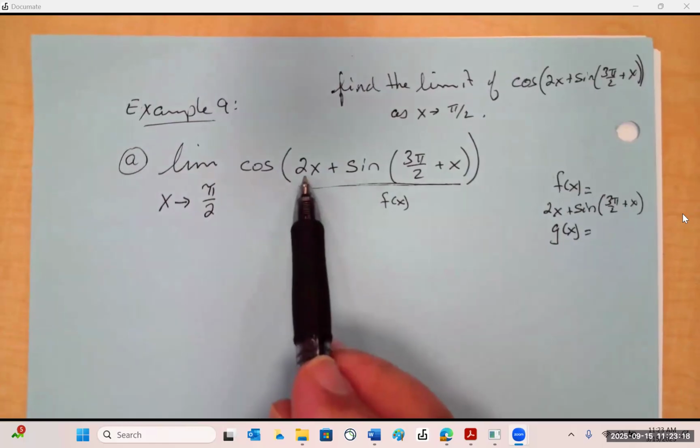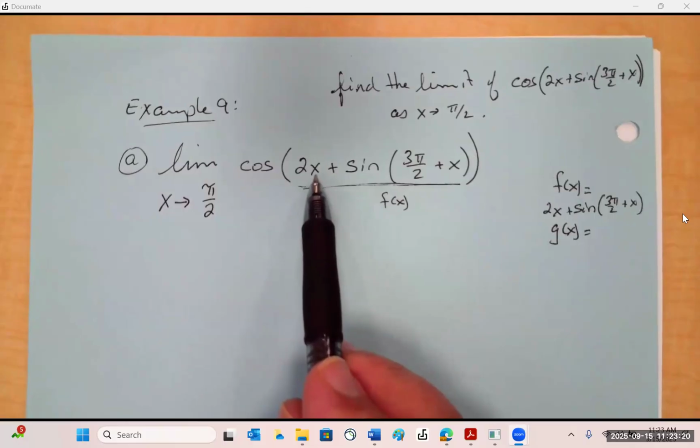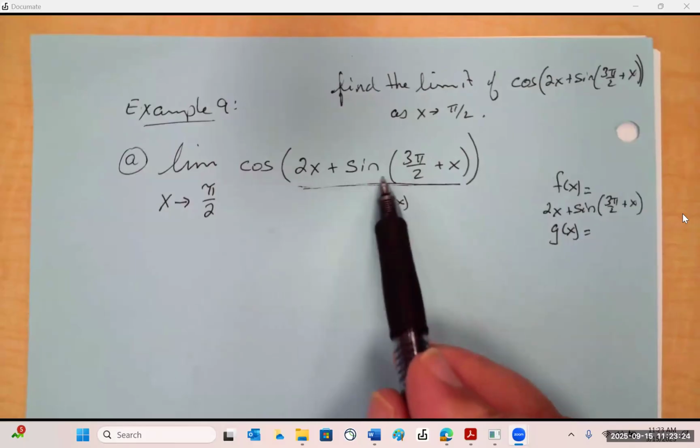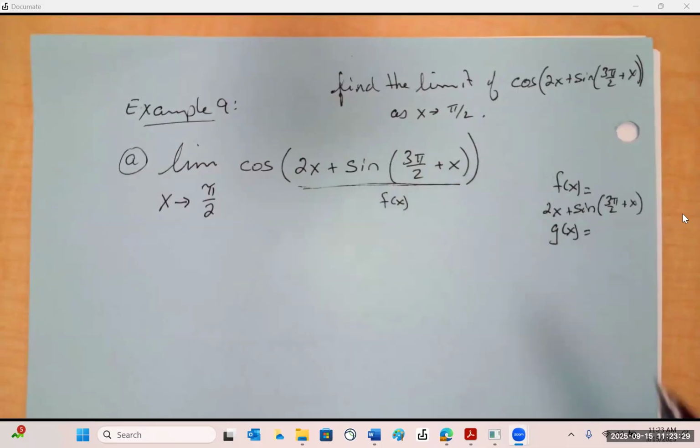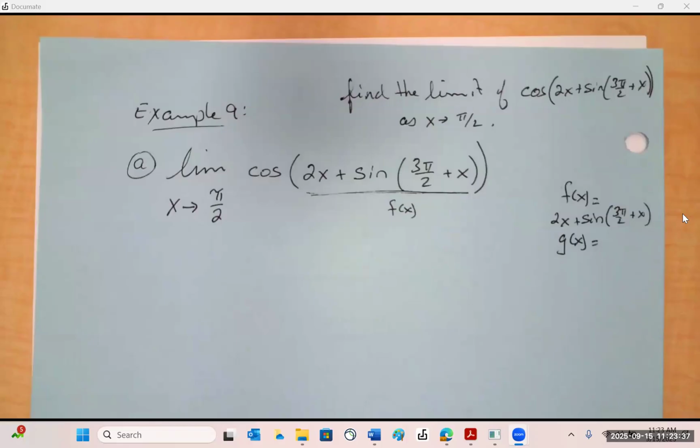Is 2x a continuous function? Yeah, it's a linear equation. Is the sine function continuous? Yes. So the sum by theorem 1. What does theorem 1 tell us? Theorem 1 tells us that if you have two continuous functions and you add them together, then the sum is continuous. If you have two continuous functions and you subtract them, then the difference is continuous. And same with the product and quotient and constant multiple.